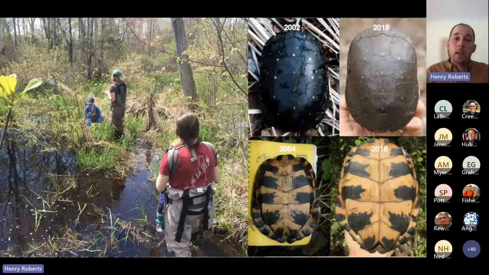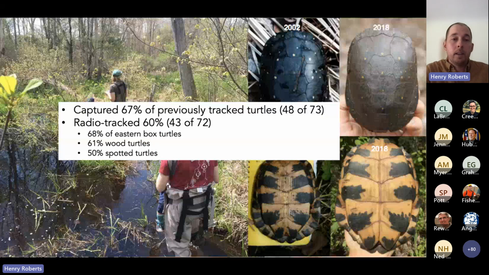sampled those wetlands, as well as the surrounding landscape, to capture any potential individuals that moved into the surrounding landscape. And we tried to catch as many of those exact same individuals that were previously tracked as we possibly could. And we had remarkably great success. We captured about 67% of those previously tracked turtles. Unfortunately, we weren't able to track them all, so it ended up being about 60% of those individuals. So 68% of eastern box turtles, 61% of wood turtles, and 50% of the previously tracked spotted turtles.